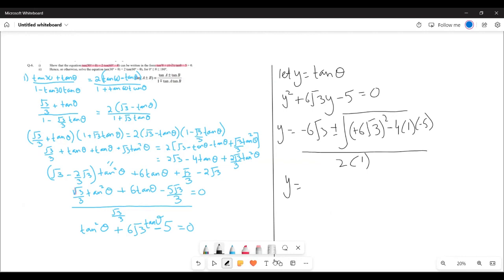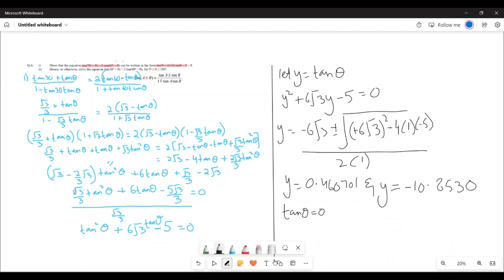So I'm getting 0.4607, 0.460701, and the other value is minus 10.8530. Okay, now y will be replaced with tan theta.